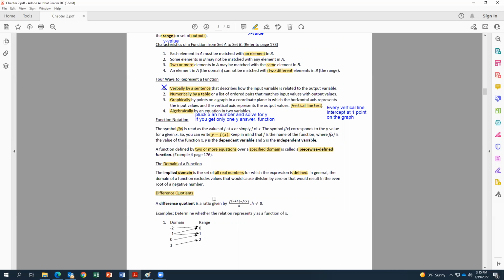The difference quotient is given to us by this formula, f of x plus h minus f of x, divided by h. Now, you do not need to memorize this formula. If this question comes up in your test, I will provide you this formula. This difference quotient is very important when you do calculus. And yes, I will show you examples of how we do the difference quotient.